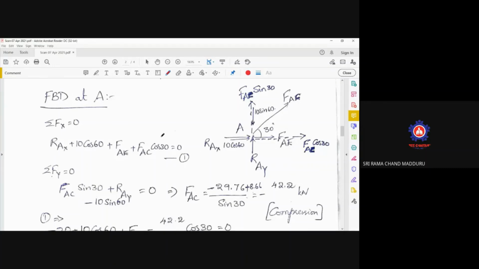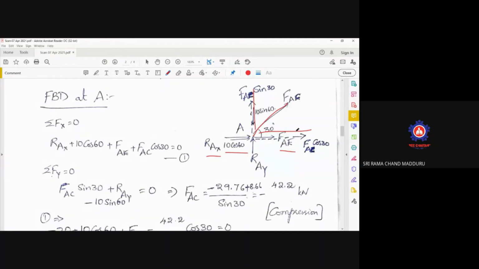So sigma Fx is equal to 0. What are the forces along x direction? At A, RAX, and FAE cos 60, the force in the member, and this is FAC, it is to be resolved along horizontal direction and along vertical direction. There is FAC sin 30, FAC cos 30.